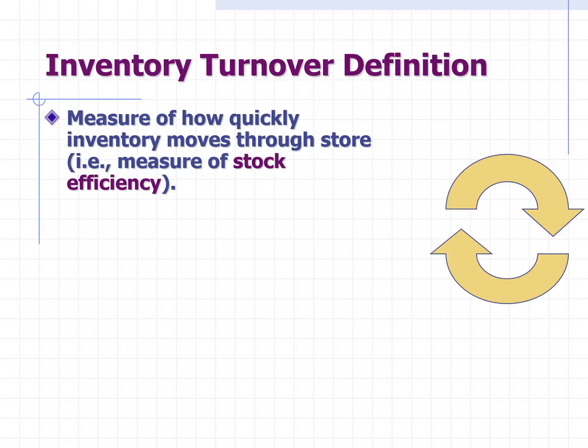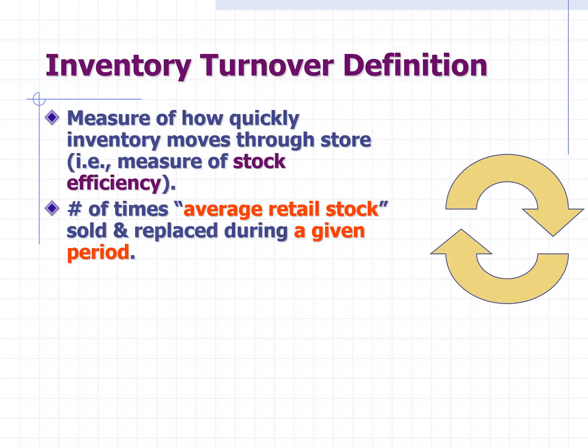Turnover can be interpreted in a couple of different ways. The first way to interpret turnover is as the number of times the average retail stock, the amount of stock, is sold and replaced during a given period. So if we say a seasonal turnover of 3, that means during the season, the entire stock was sold and replaced 3 times.